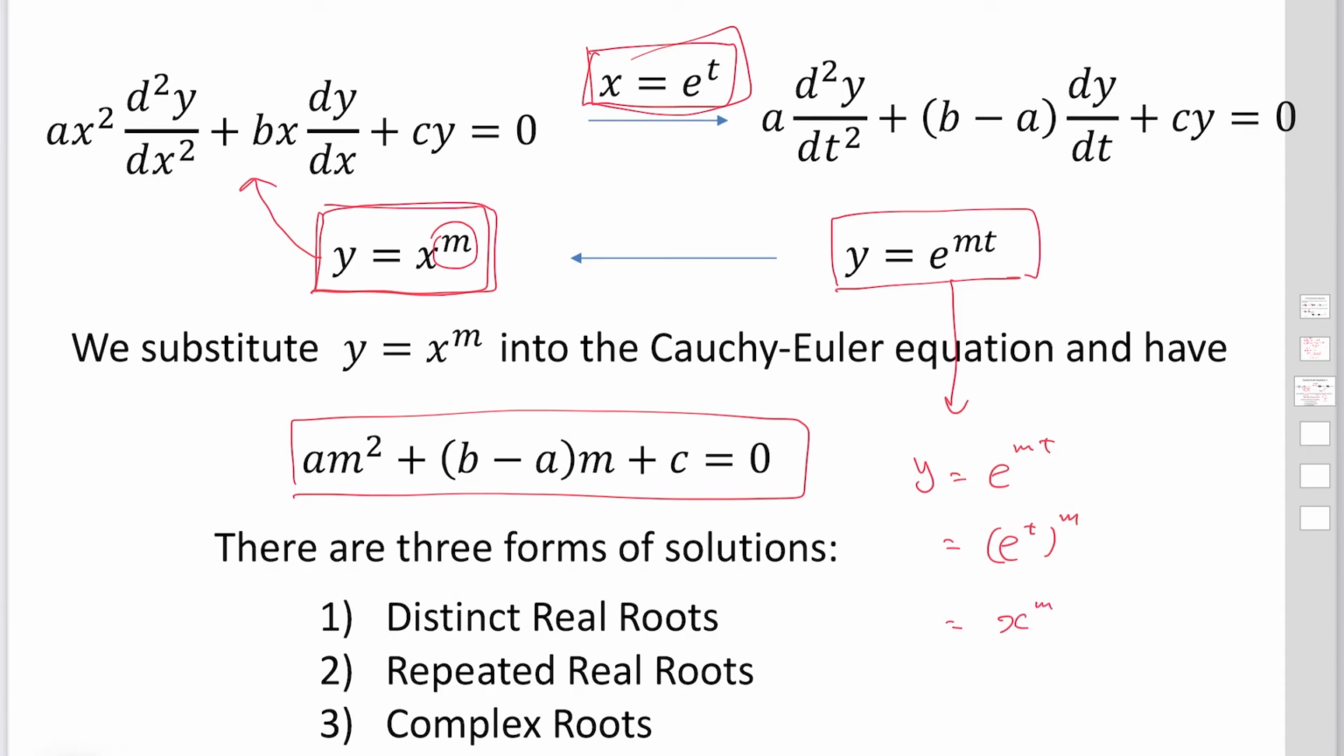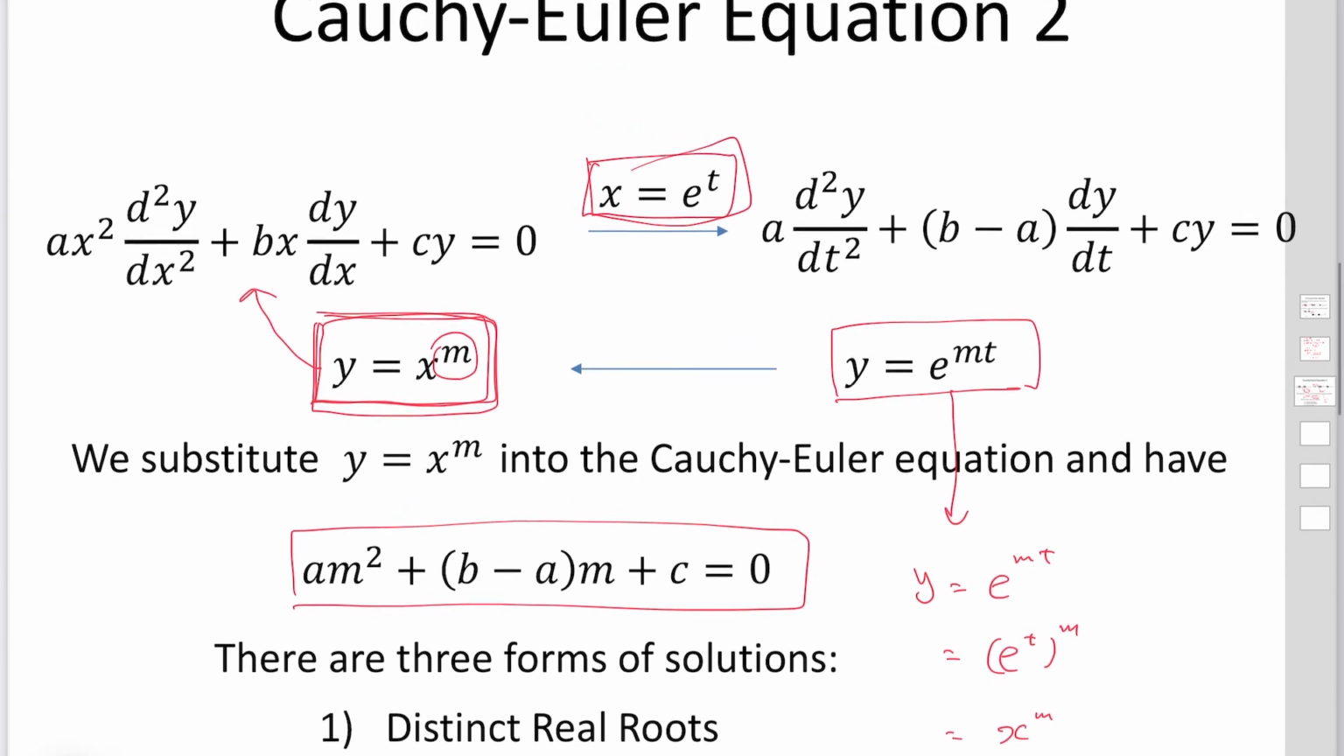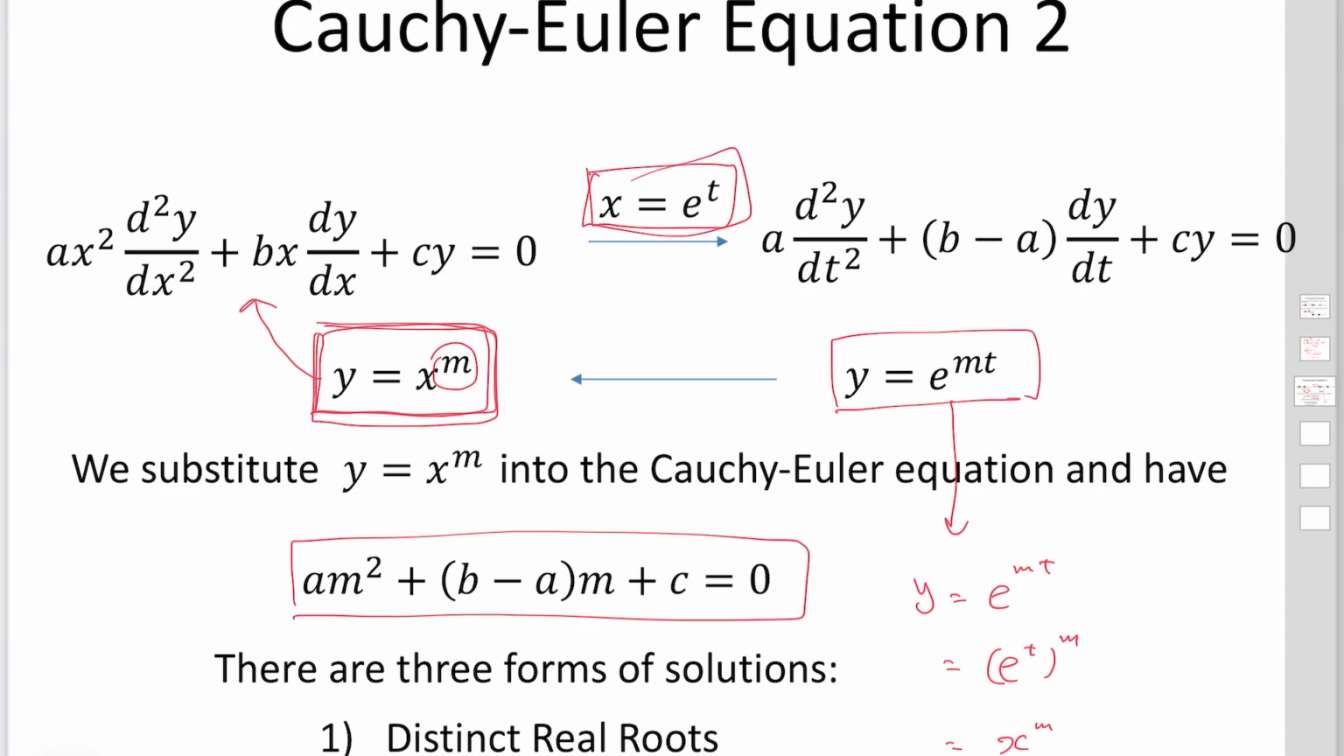If you want to solve the Cauchy-Euler equation directly, you can substitute y equals x to the m. Or you can change the variable from x to t using x equals exponential t to have a differential equation with constant coefficients, then substitute y equals exponential m t to find the solutions. Okay, this is the end of this session.